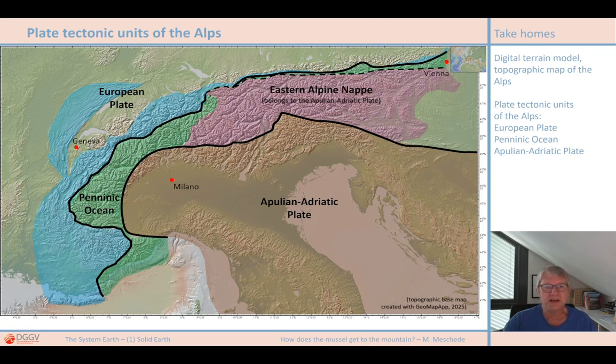I'll go into more detail in a later video about the Eastern Alpine nappe, which belongs to the Apulian-Adriatic plate and was thrust onto the Penninic Ocean as a tectonic nappe. So here two formerly separate continents, Europe and the Apulian-Adriatic plate, lie directly next to each other, and in between are the remnants of an ocean that once existed between these two continents. And this raises the question of how this mountain range came into existence. How did it form?